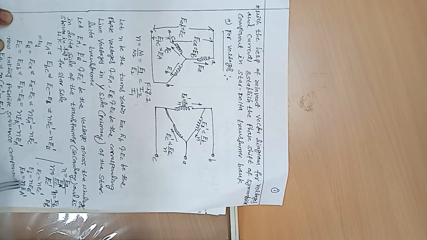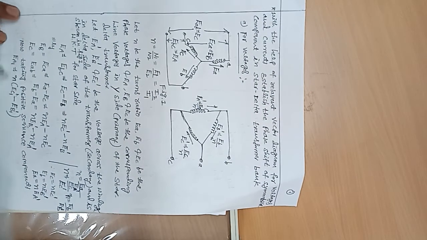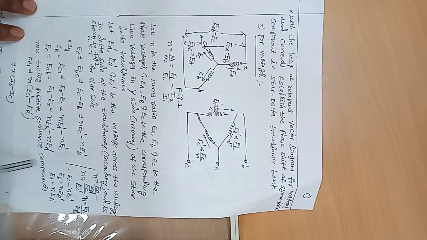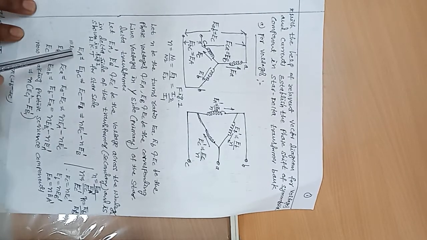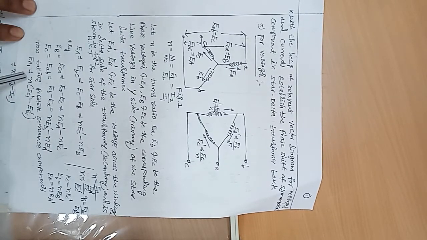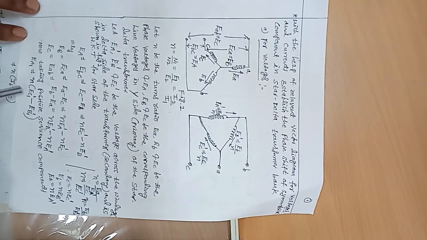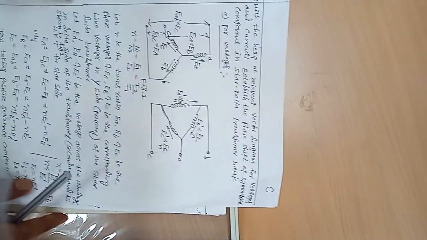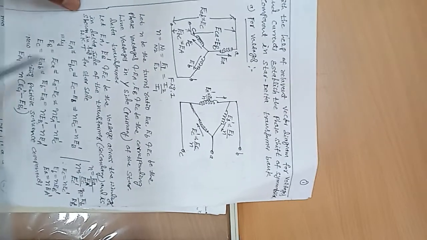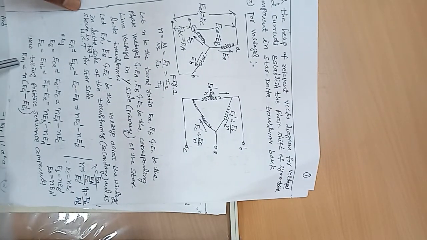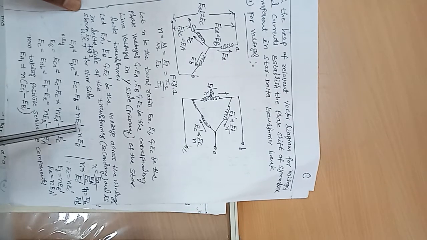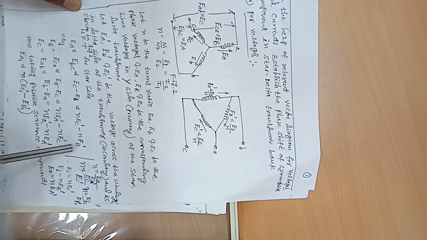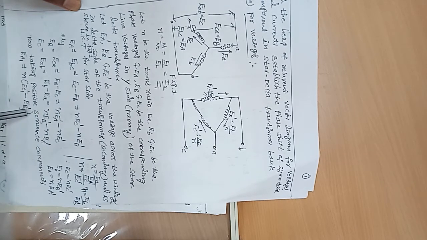N into EA dash. Okay, now taking positive sequence components. Positive sequence components means you take EA as EA1, because the positive sequence component is represented by suffix 1. That's why I have written EA1. N into EC dash I have written EC1 dash, minus N into EB dash I have written EB1 dash.